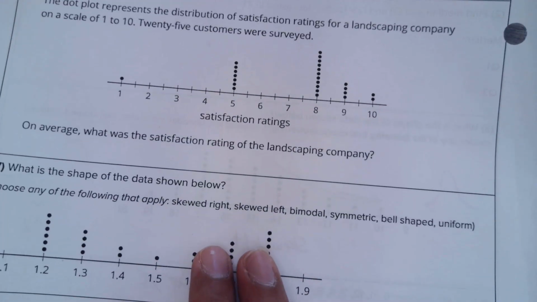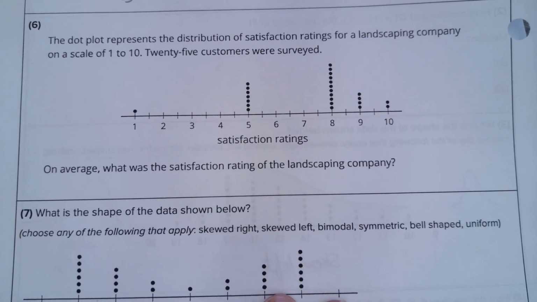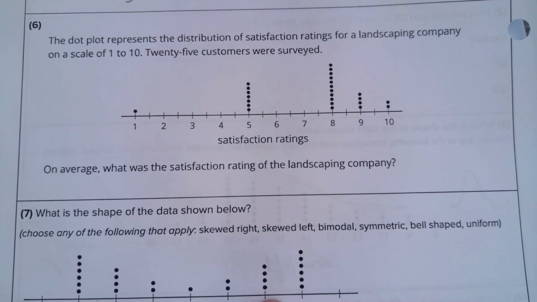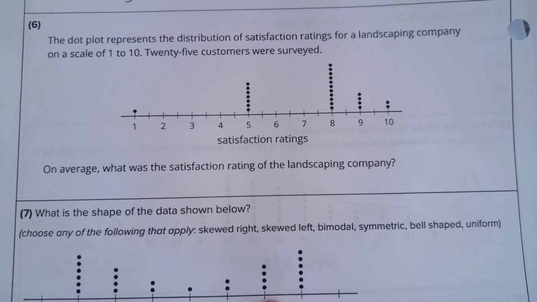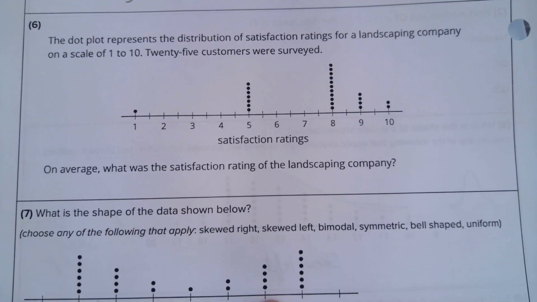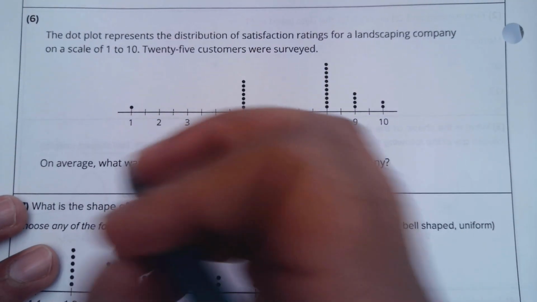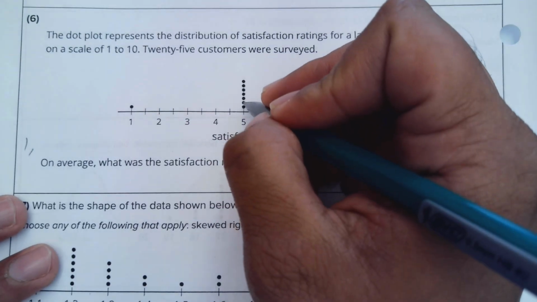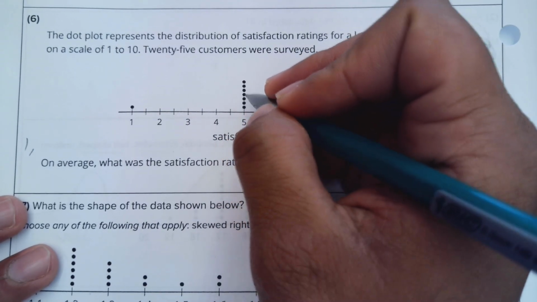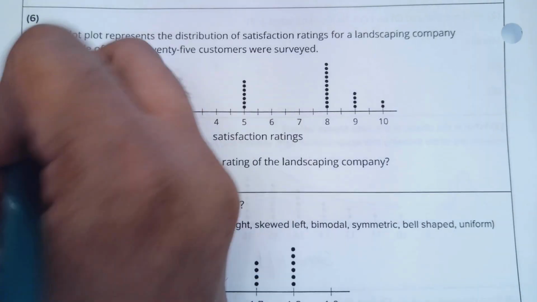Cool. Moving on. The dot plot represents the distribution of satisfaction ratings for a landscaping company on a scale of 1 to 10. 25 customers were surveyed. On average, what was the satisfaction? It's asking for the average, so in order to do that, you first have to figure out the data. So you've got 1, 2, 3, 4. Okay, 1, 2, 3, 4, 5, 6 fives.